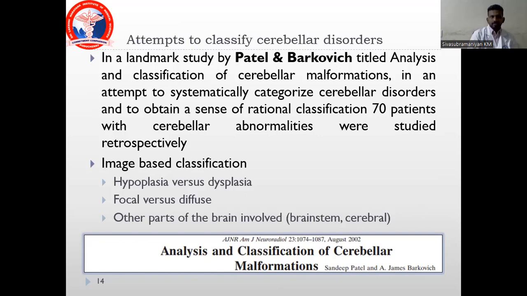So we have an imaging-based classification that says, is it hypoplasia or is it a dysplasia? And is it focal or is it diffuse? And are the other parts of the brain other than the cerebellum involved, like the brainstem or supratentorial brain parenchyma?